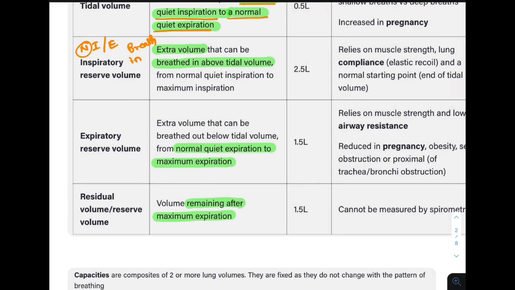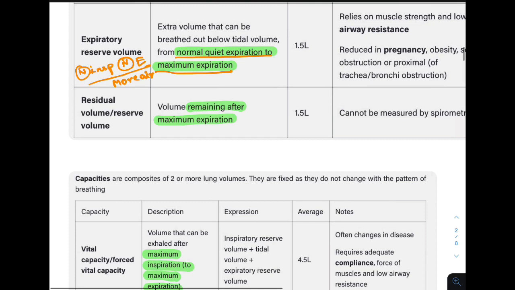So expiratory reserve volume is from normal quiet expiration to maximum expiration. So after normal inspiration, you are breathing out in normal expiration, and then after normal expiration you are breathing out more air forcefully. And residual volume is the remaining air after maximum expiration, right? This cannot be measured on spirometry because it is inside and not coming out, so the spirometer cannot pick it up.